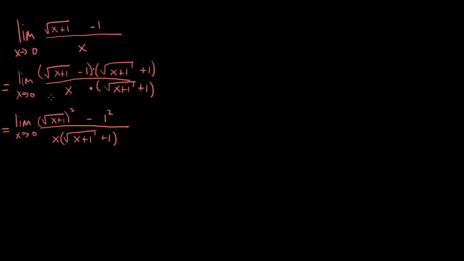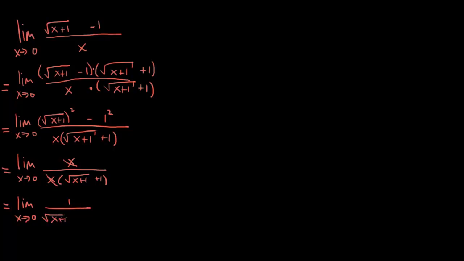Plus 1, like that. Equals the limit as x approaches 0. Now what does that equal? That is x plus 1, the square root of that squared, so just left over the x plus 1. X plus 1 minus 1, you're just left with the x, times the square root of x plus 1 plus 1. But notice there, that can cancel out with that. So we're left with the limit as x approaches 0 of 1 over the square root of x plus 1 plus 1.